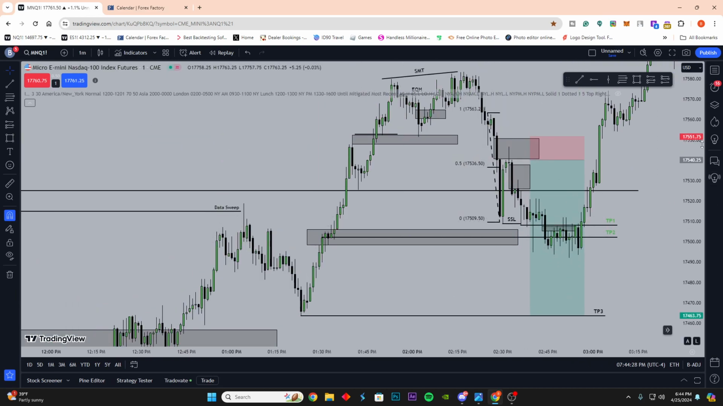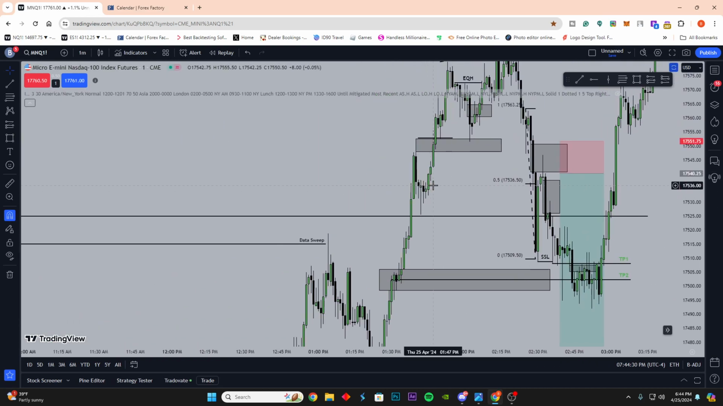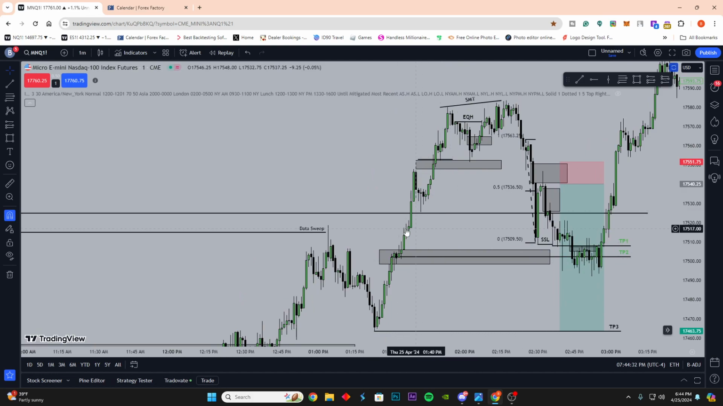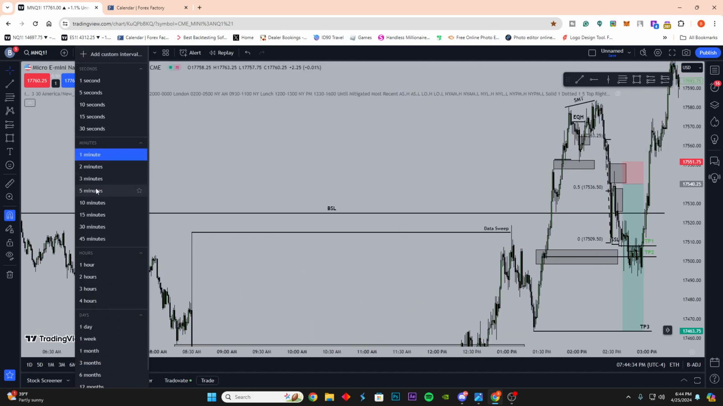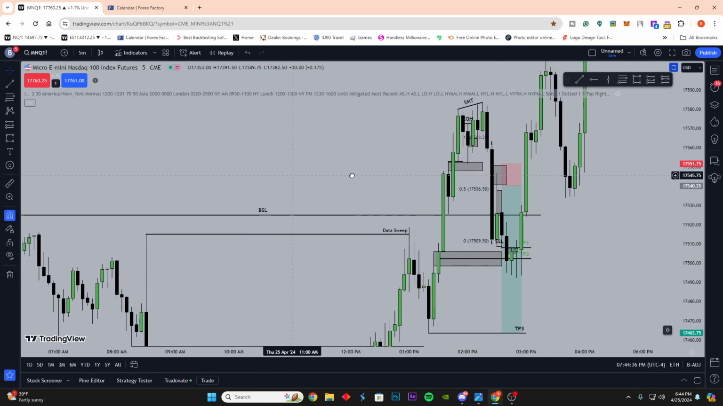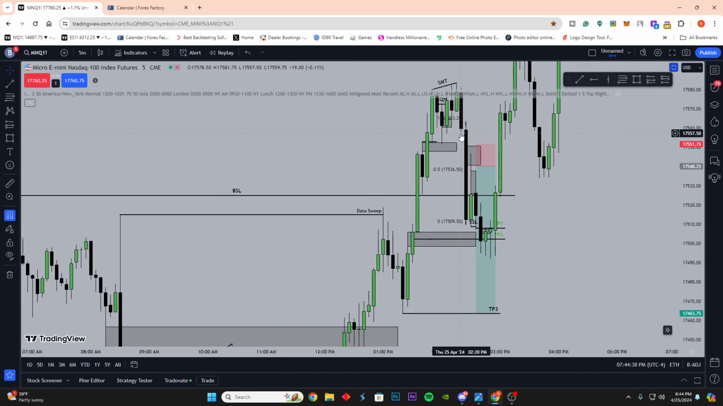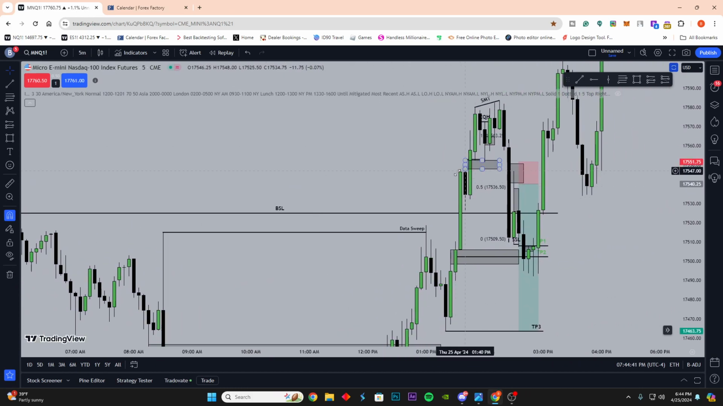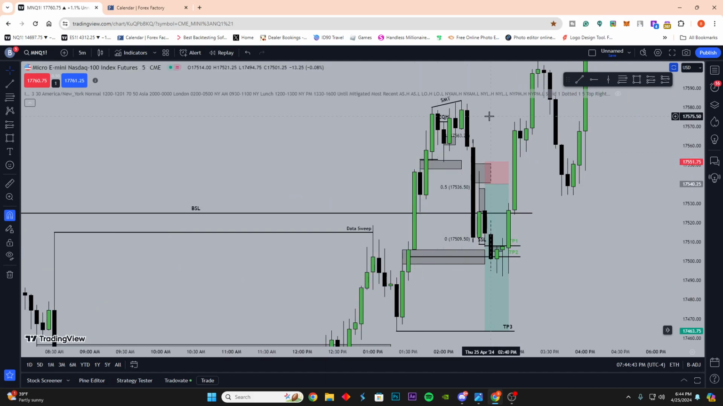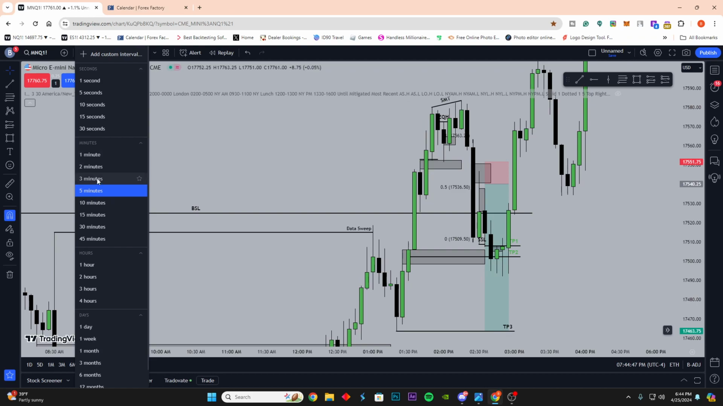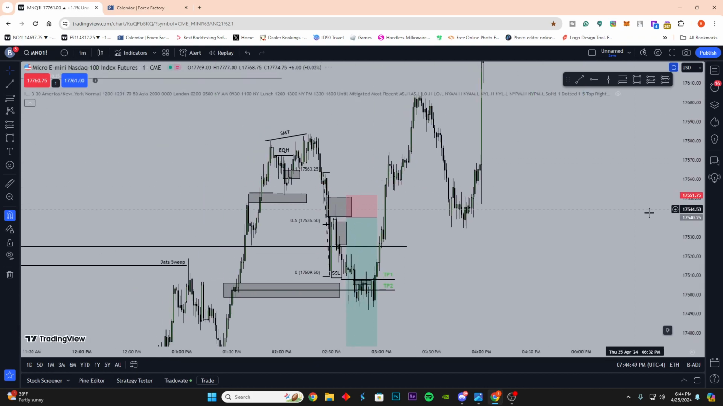Coming back into the PM session, I saw we were coming up here. I think we took out, I didn't have it marked, we kind of ran through this buy side. We created equal highs, ran through that, and then again we kind of accumulated right here, which gave me signs of a reversal.